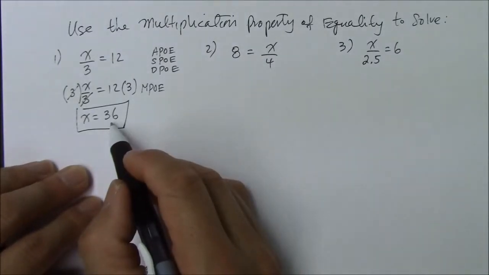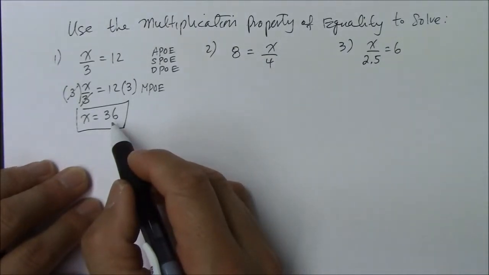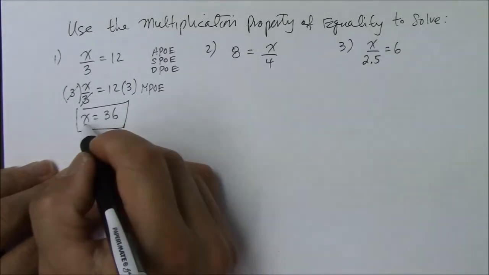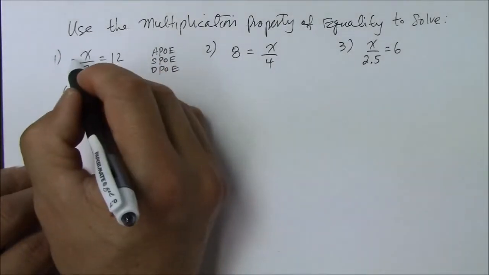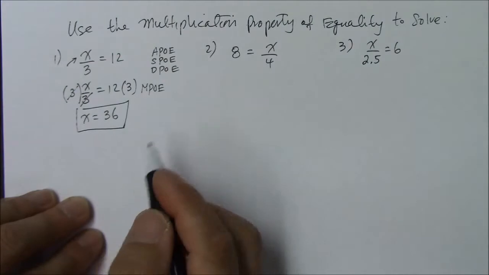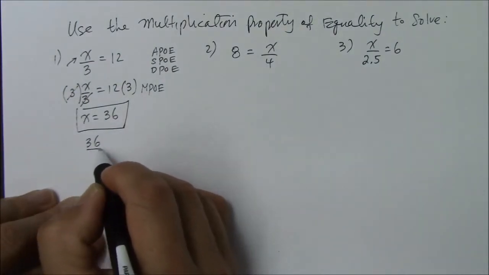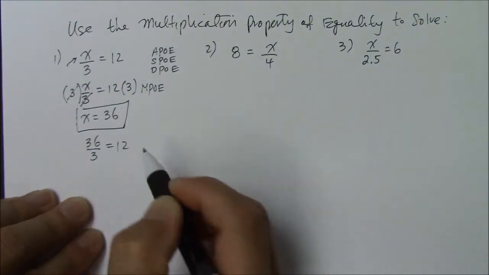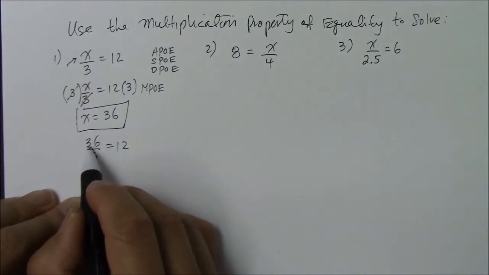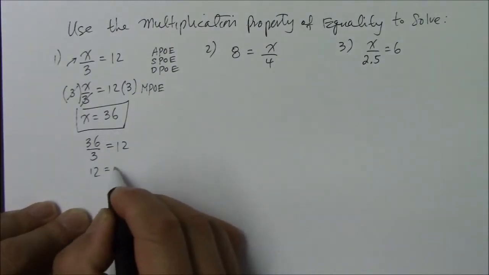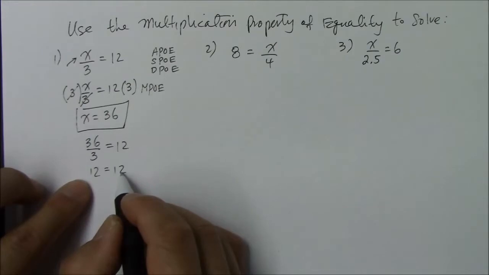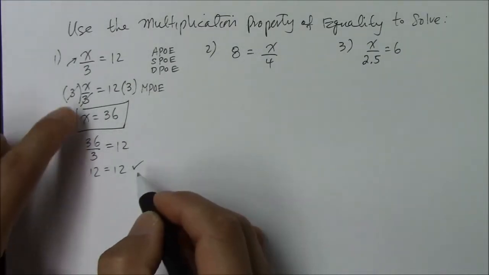Now, how do you check to see if that's correct? If your teacher asks you to do that for homework? Well, you're going to take that x, which is 36, and you're going to substitute it back into the original equation. So it's going to become 36 divided by 3. Does that equal 12? Well, yeah, 36 divided by 3 is 12. Therefore, is 12 on the left and 12 on the right same old, same old? And if it is, that's the correct answer right there.